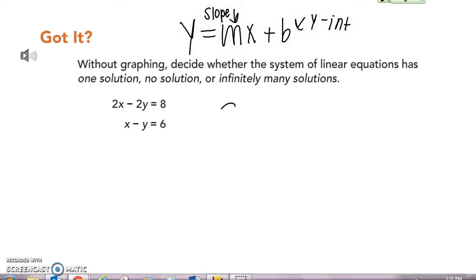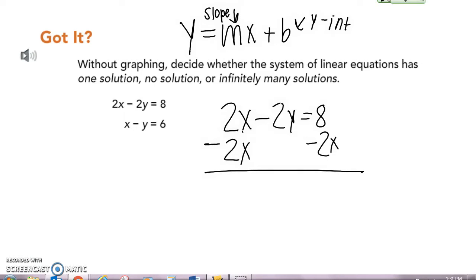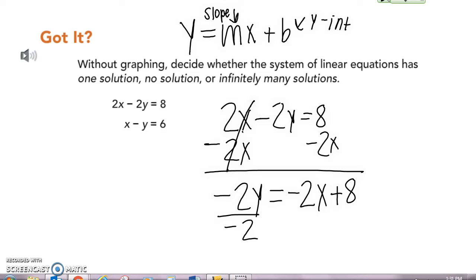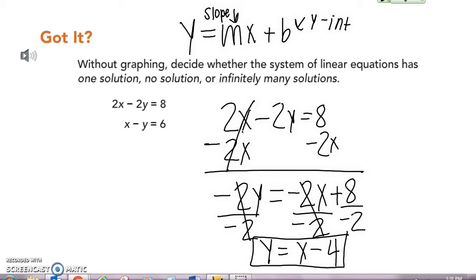Okay, so for 2x minus 2y equals 8. To put it in slope-intercept form, I want y by itself on the left, so I'm going to bring the minus 2x over here. Okay, so I would rewrite this. This goes away. I have negative 2y equals minus 2x plus 8. Then I would divide by negative 2 to get just y. So that cancels out, and then 8 divided by negative 2 is going to be negative 4. So I have y equals x minus 4. That's this equation in slope-intercept form.